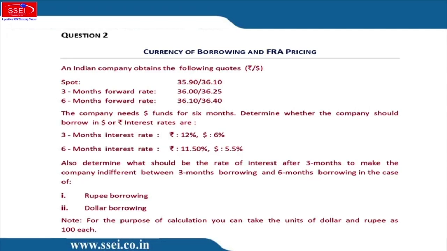Okay, and you can calculate what it's coming to. 1.0275 divided by 1.015, the whole thing minus 1, the whole into 100 into 12 by 3. That's coming to 4.93%. Okay, annual 4.93%. The same thing you can do for rupee.